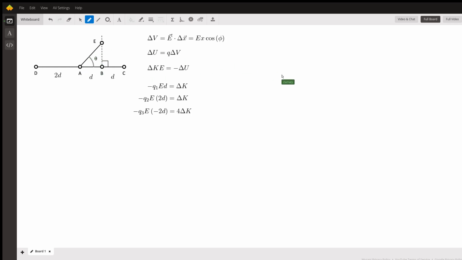And then another question says that the field points to the right. You can use your understanding of electric fields to tell, based on where the charges went, which way the electric field must be facing. So you should have all the information you need to actually solve this problem.